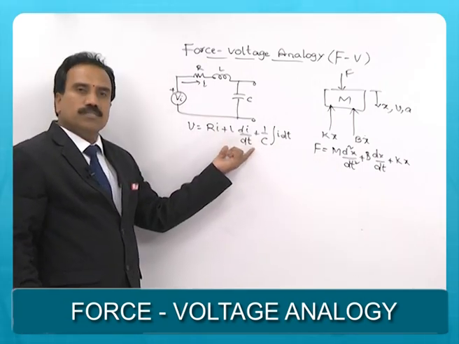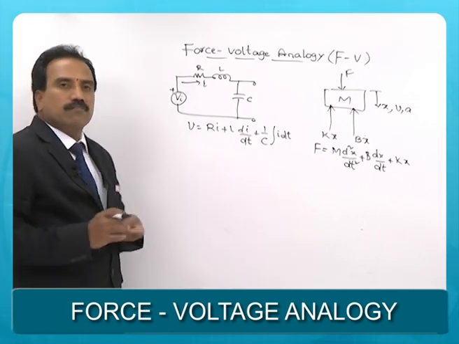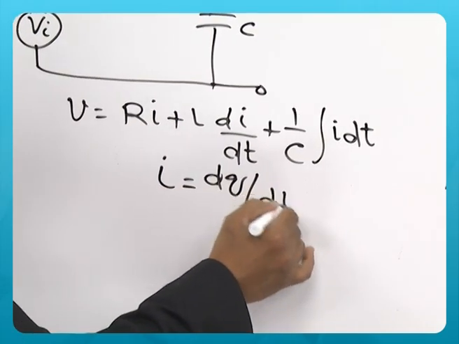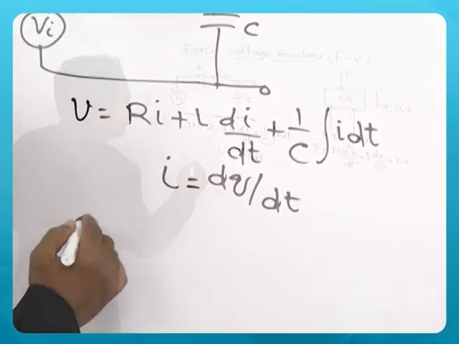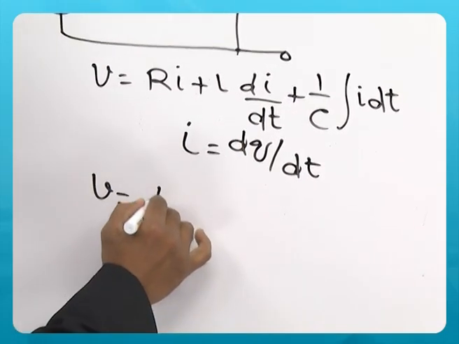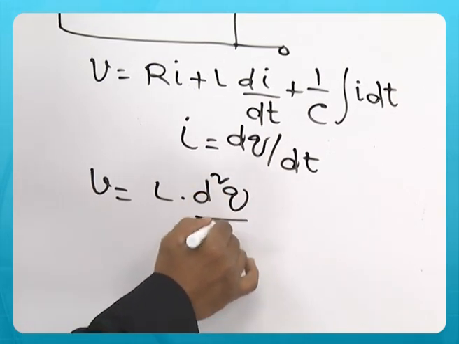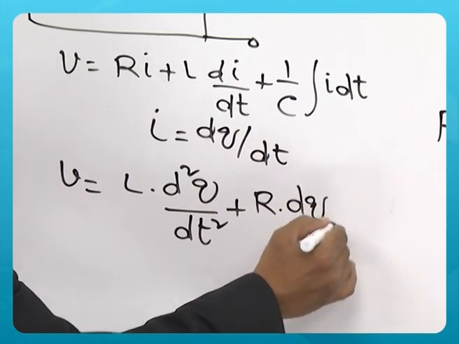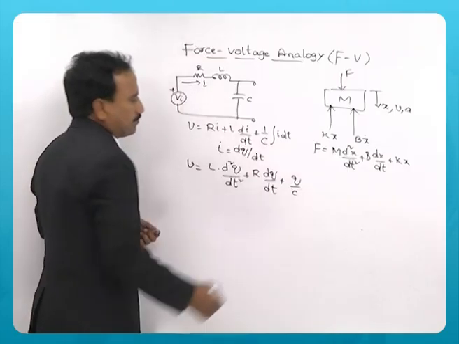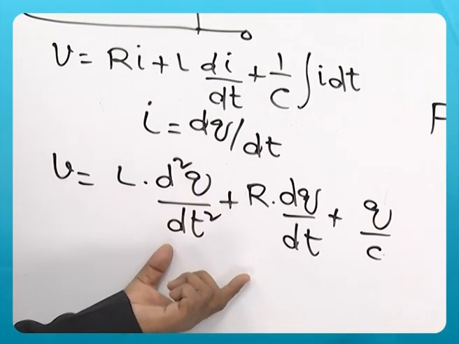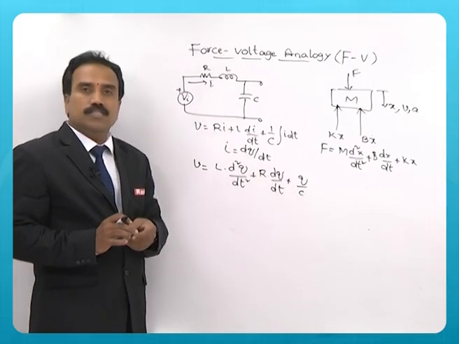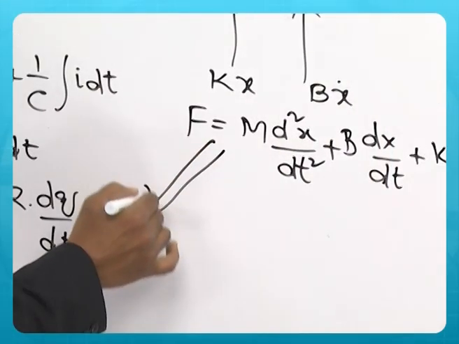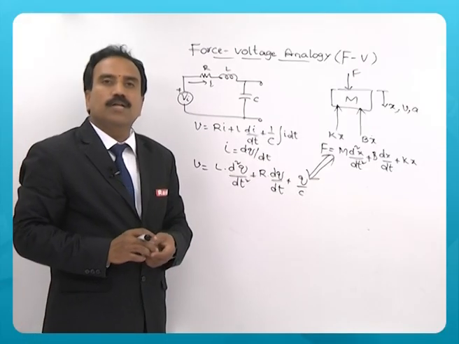I can transform this equation also into a second order differential equation by replacing current I equal to dq by dt. Then I can get here L d square q by dt square plus R dq by dt plus q by C. Now, this is also a second order differential equation of an electrical system, and this is for the mechanical system. Now, you can compare these two, both are of similar type.